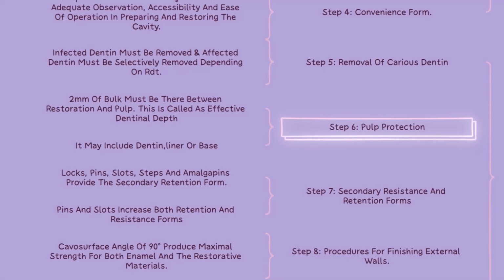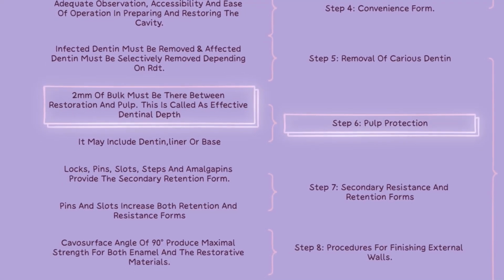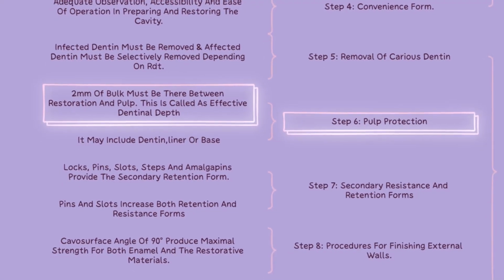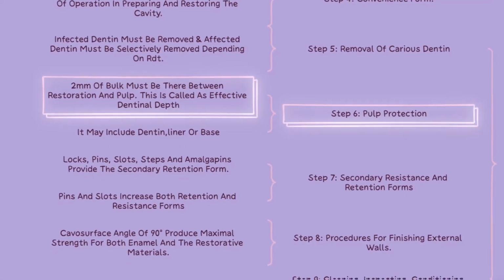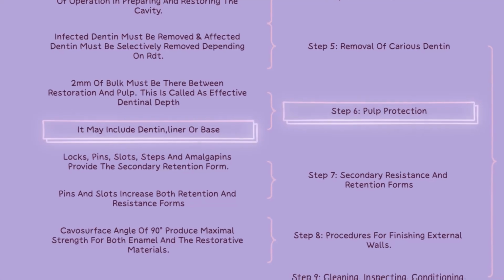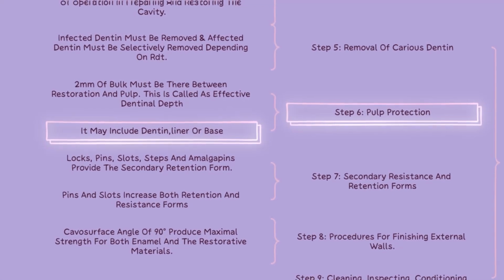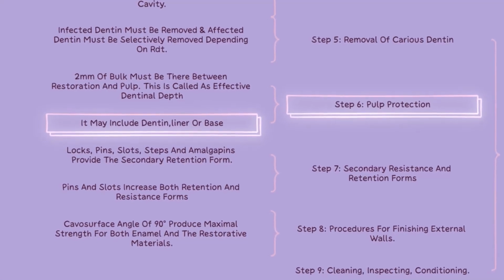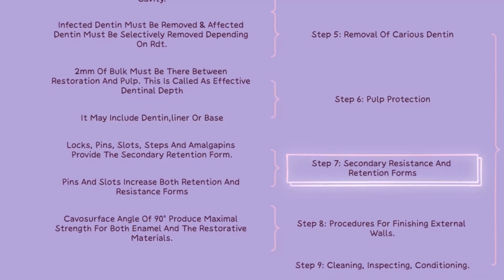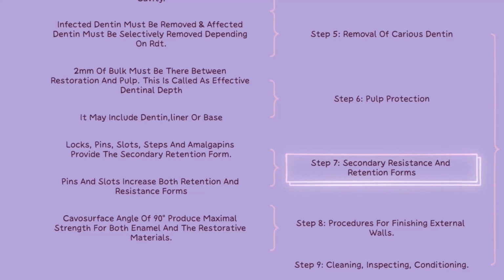Pulp protection. 2 mm of dentin must always be present between the pulp and the restorative material. This is known as effective dentinal depth. Pulp protecting agents such as cavity varnishes, liners, and bases are applied at this step depending on the depth of the prepared cavity. Secondary resistance and retention features.